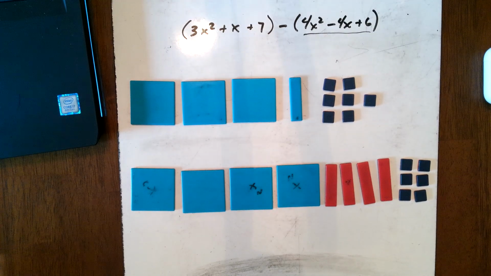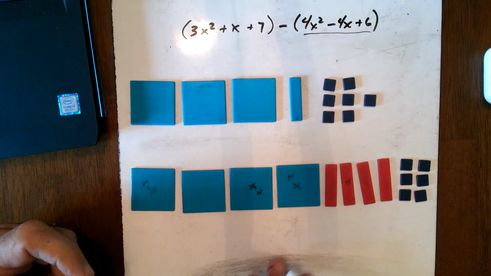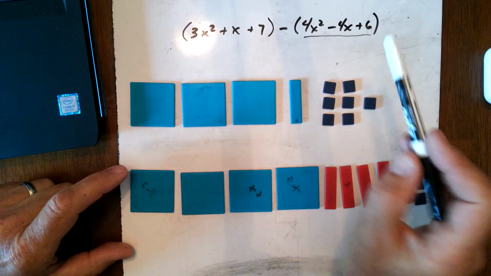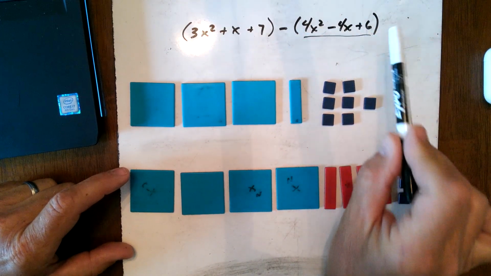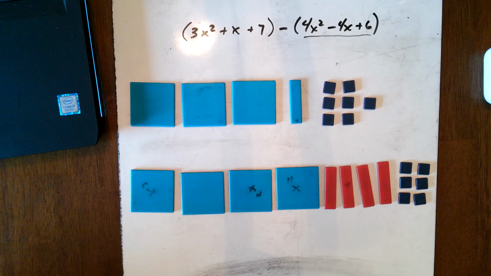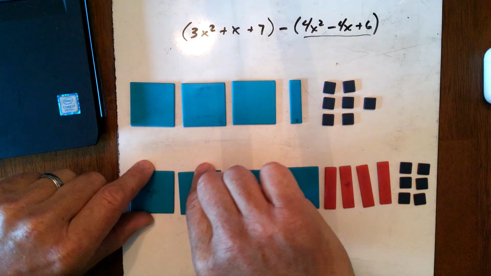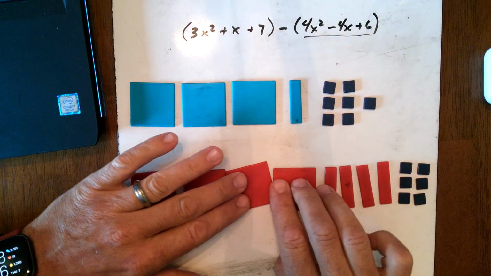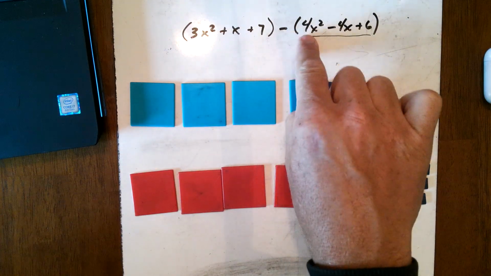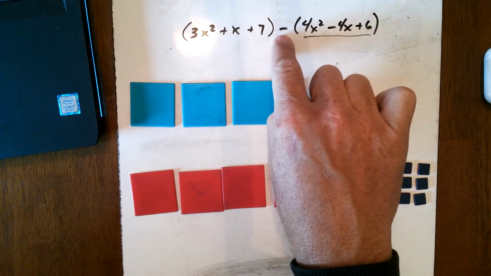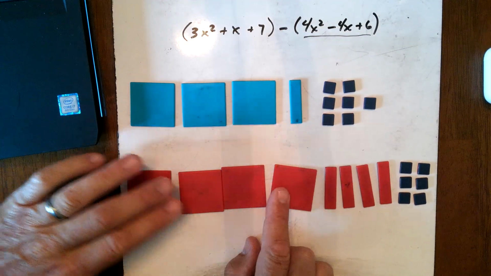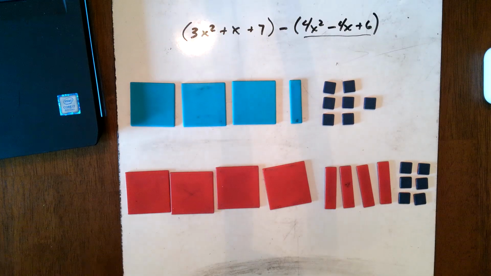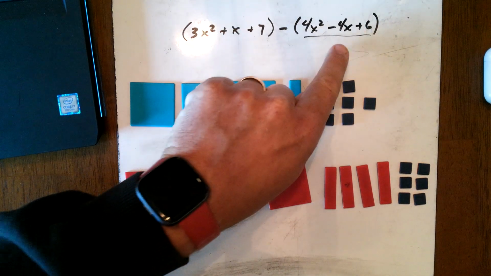And it's kind of like the distribution property. So what really happens in this problem is, instead of subtracting, we're going to add the opposite of everything. Well, it looks really easy on this model. To add the opposite, we're going to change the signs, okay? So instead of subtracting 4x squared, we're going to add the opposite of that. What's the opposite of 4x squared? Negative 4x squared.